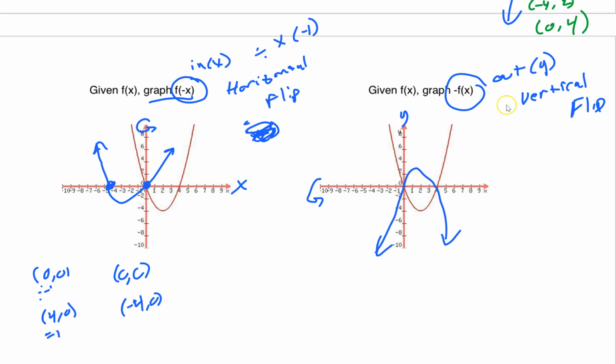Oh man, I can't draw on this thing. So that's the idea. Again, also you can do it with points. We have the point 0, 0. We have the point 0, 4.